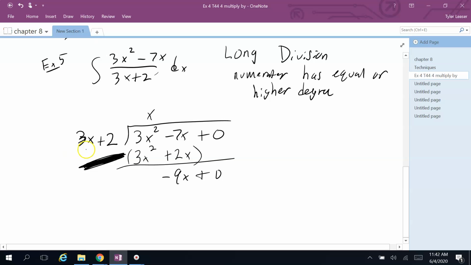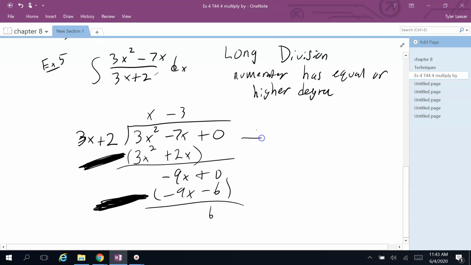What do you have to multiply 3x by to get to negative 9x? It's missing a negative 3. Multiply that negative 3 by these two terms. Negative 3 and 3x is negative 9x. Negative 3 and positive 2 is negative 6. But again, you are subtracting this whole thing away. The 9x's cancel out, but then we have 0 minus negative 6, which is really positive 6.